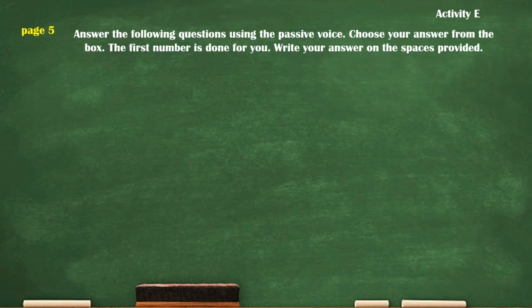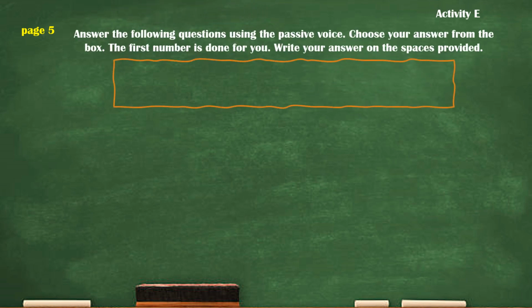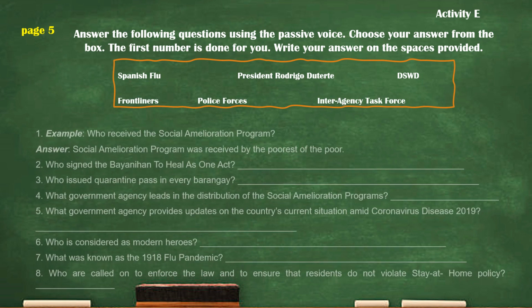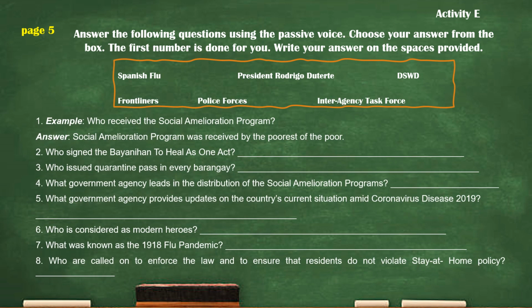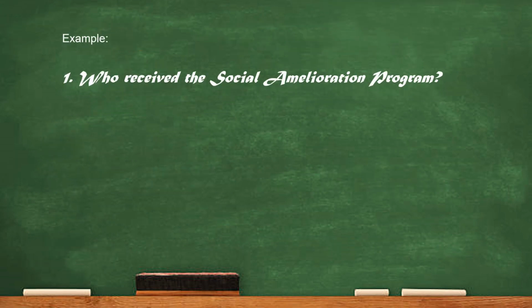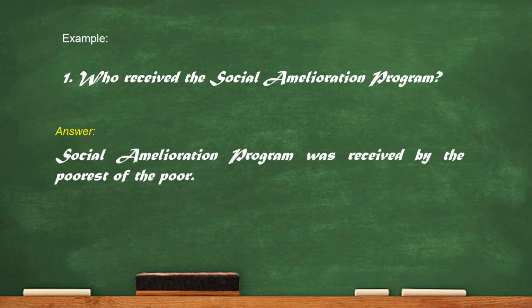Turn to page 5. Let's have activity E. Answer the following questions using the passive voice. Choose your answer from the box. The number 1 is done for you. Write your answer on the spaces provided. Example, who received the Social Amelioration Program? Answer, Social Amelioration Program was received by the poorest of the poor.